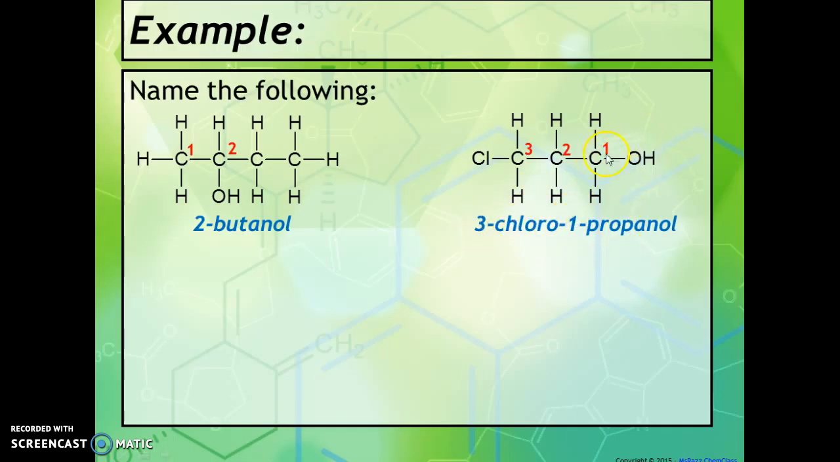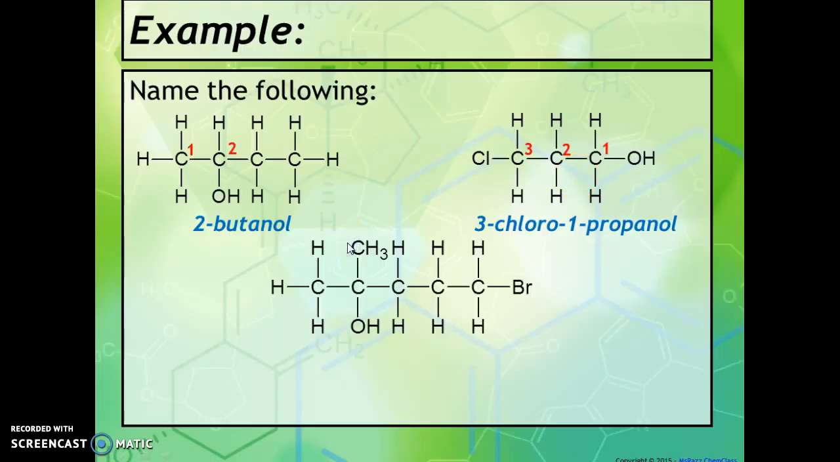So always start by your hydroxide. How about this one? Well, we need to start close to our hydroxide, so start on this end. We need to see how long it is. 1, 2, 3, 4, 5. 5 would normally be pentane, so we need to change it to pentanol. And our hydroxide's coming off of number 2, so the end of our name is going to be 2-pentanol because that number always comes right before where the final name is.